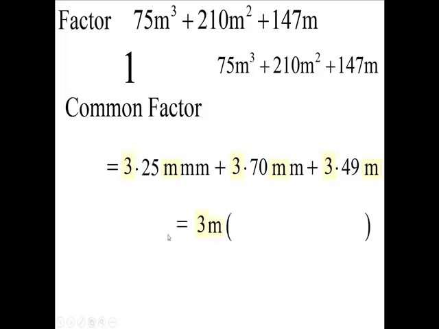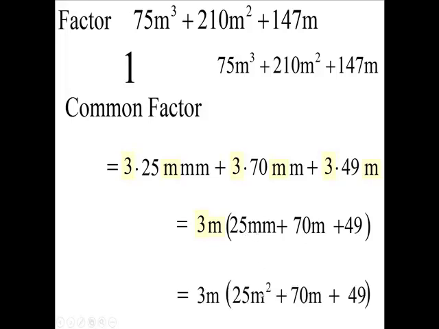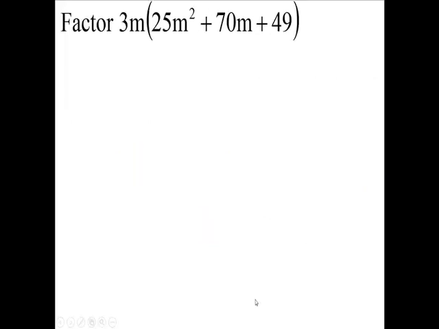So if you take 3m and write it out front, and then you write what's left, you have 25 with a couple of m's, you have 70 with an m, and you have 49. Now, that 25m means it's 25m squared. So rewrite this as 25m squared. All right, so I've factored this, but we're not finished.